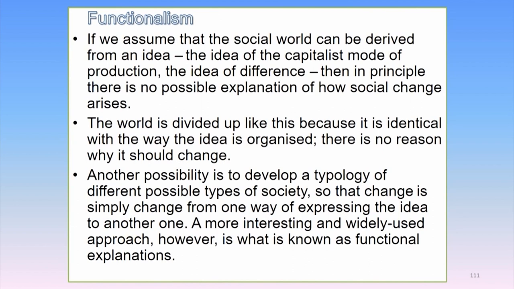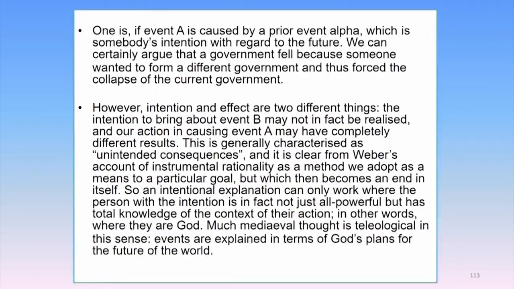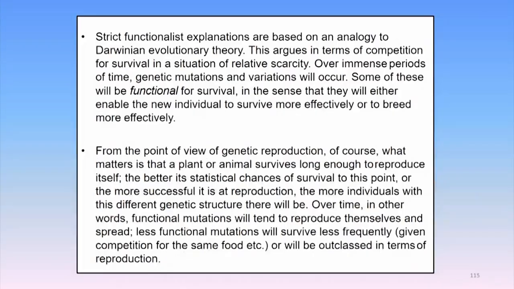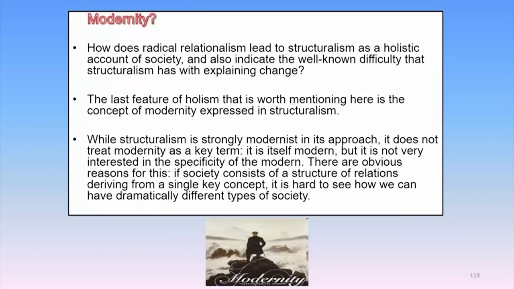Then in functionalism, we have discussed the complementarity and reciprocity of roles in the social division of labor and so on. Okay. And then we have discussed what functional explanations are, I mean teleological explanations, okay, and how the structuralist interpretation of modernity does not treat the specific elements of modernity, though it is a modern one. That is what we have also discussed while dwelling upon modernity. Okay. I mean, how does radical relationalism lead to structuralism as a holistic account of society, and also indicate the well known difficulty that structuralism has with explaining change.